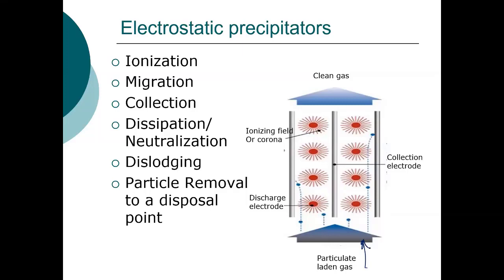And what we do is we ionize the particles. So you're inducing a charge in the particle. The particle then is able to migrate to a collection plate. You dissipate or neutralize that charge, dislodge the particles, and then they fall into a hopper, and you've got clean air coming out the top.